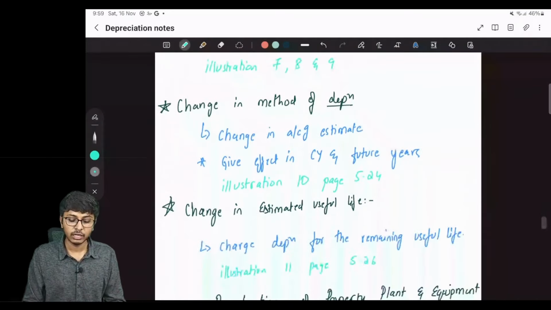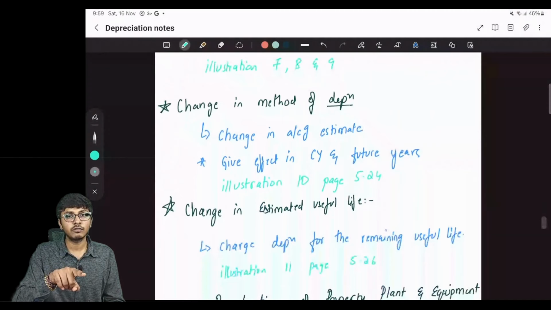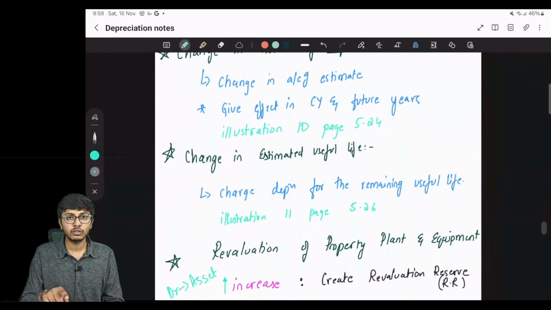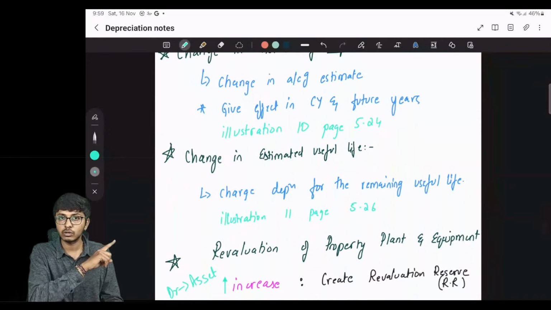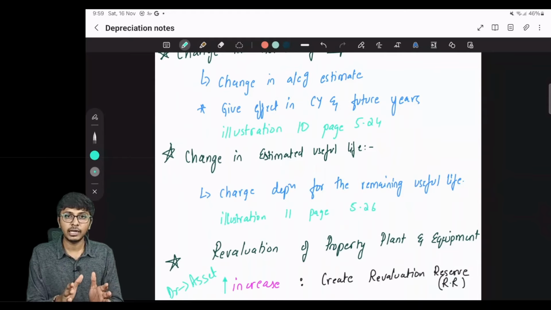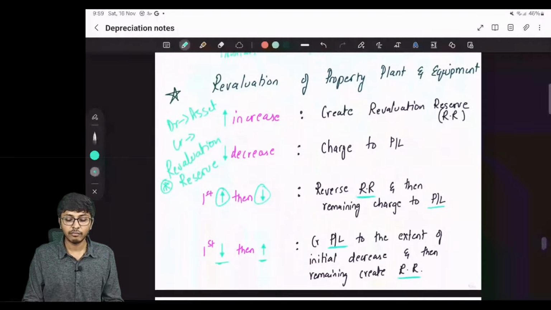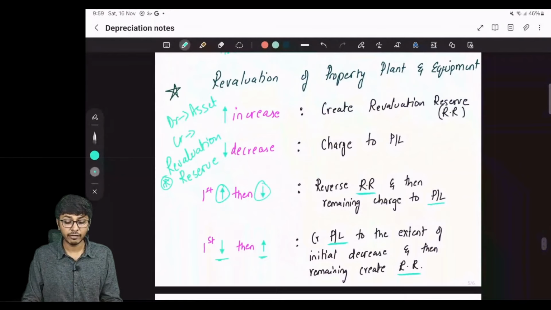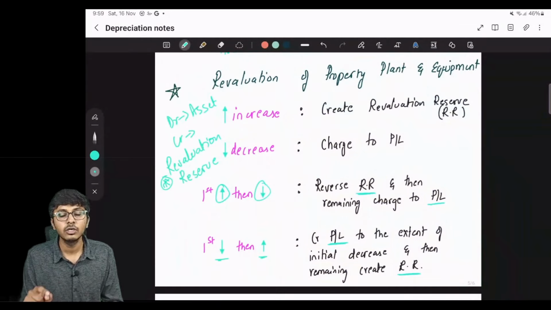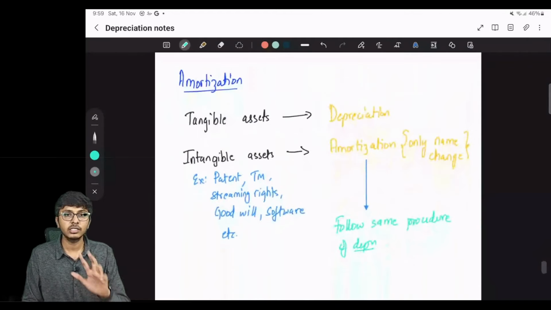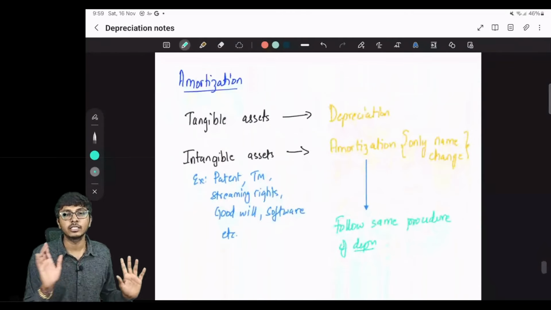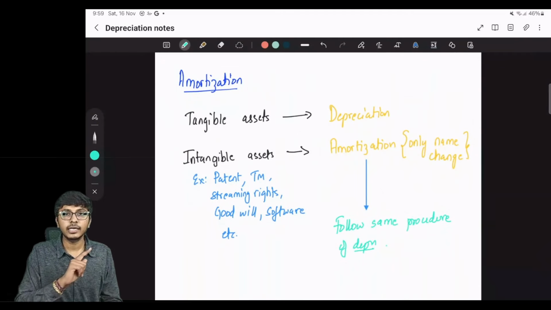That's it. Then we saw change in method of depreciation, then change in estimated useful life. I told you it's simple, don't go back, no karma. Whatever balance is there, from there you go forward. Then revaluation, we saw this. This will be there in the description. You can download and revise. Then amortization is nothing but depreciation for intangible assets. Done. Entire chapter is done.